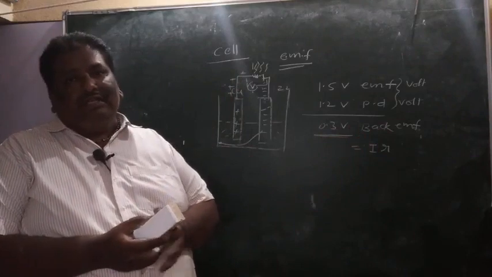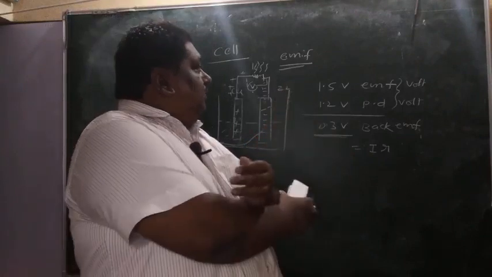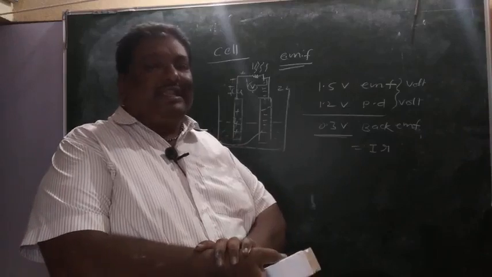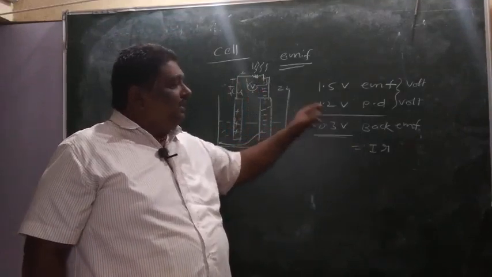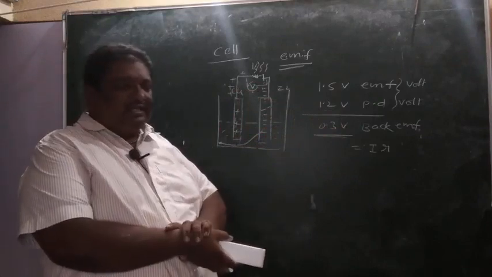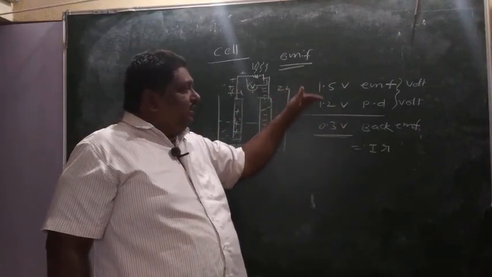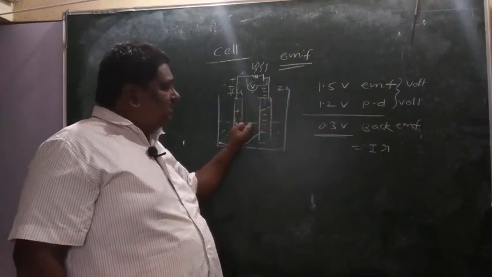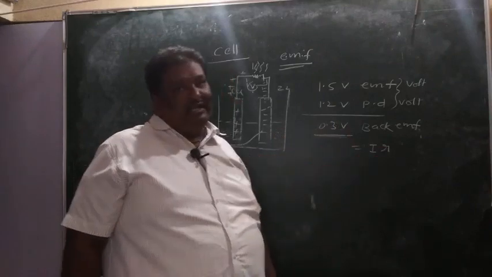Now, we have discussed three points. First point is EMF. Open circuit voltage in the cell is called EMF. It is the maximum value. Next, when the circuit is closed, the voltage will fall down. This voltmeter reading is called potential difference. It is also measured in volts. Due to the difference between EMF and PD, the loss inside the cell because of all these reasons is called back EMF. Back EMF is caused due to internal resistance.